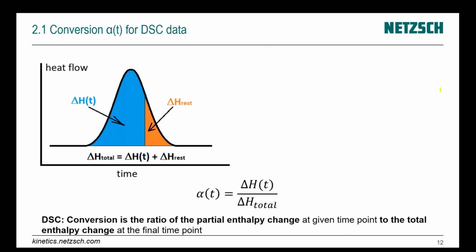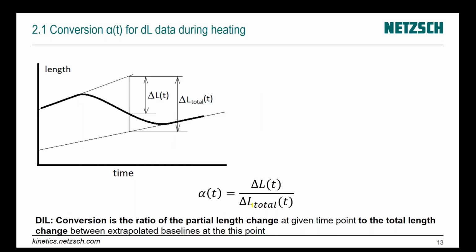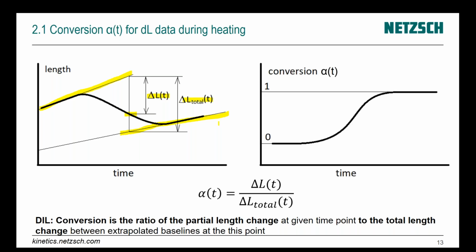If we speak about DSC, about heat flow during an exothermal reaction, then we take the ratio of the partial heat flow, here the blue one, to the total heat flow. So partial enthalpy to total enthalpy, and we again have a value from 0 to 1, which is called conversion. If we speak about length, about shrinkage, about ceramics, then we have a thermal expansion baseline for the reactant before our process. We have a baseline of thermal expansion for the product after our process. We have some intermediate value for the current state, and take the ratio of the current length change to the total length change, and again have a conversion value changing from 0 to 1, which shows how the reaction goes on.